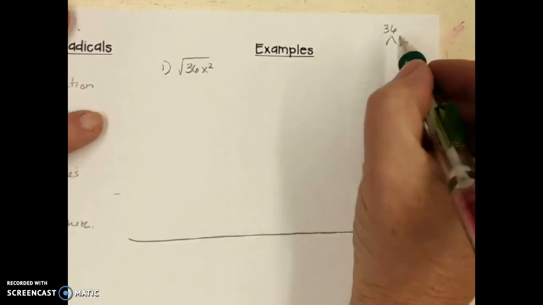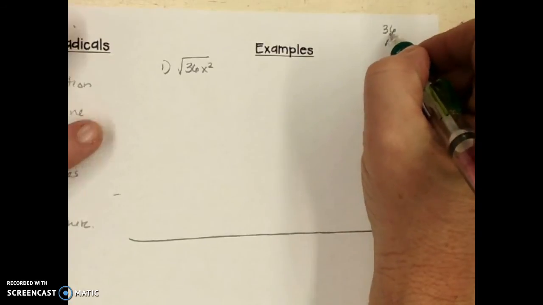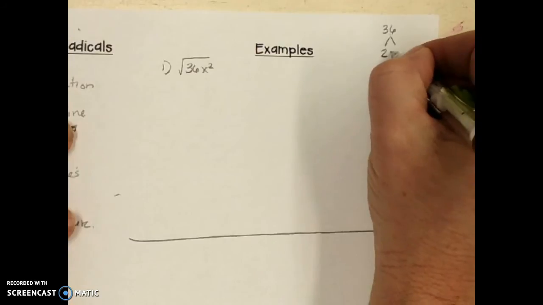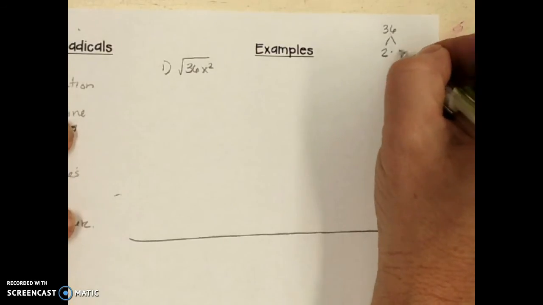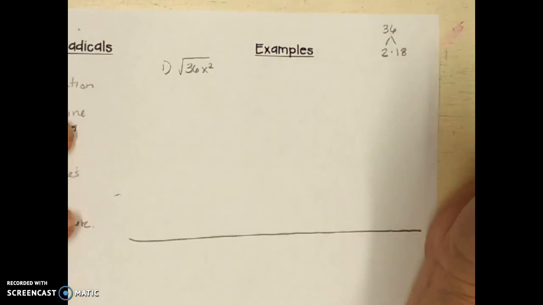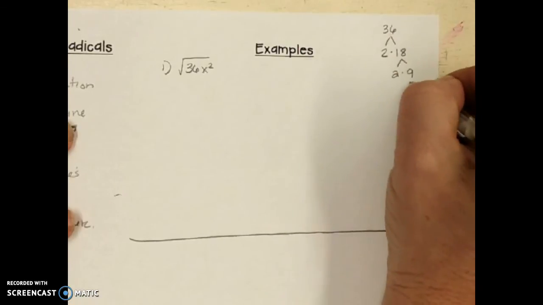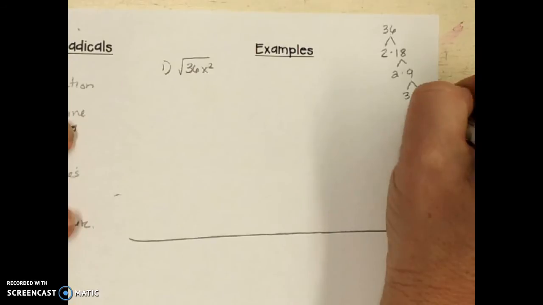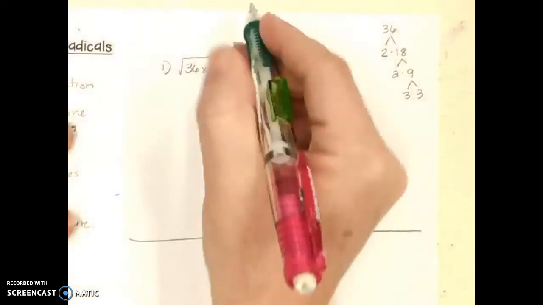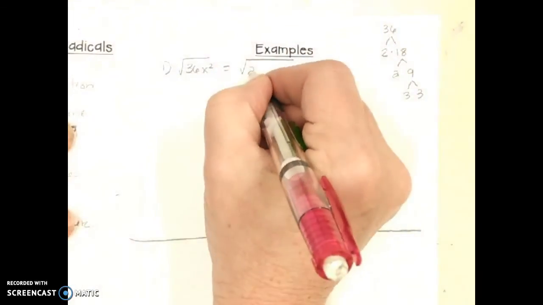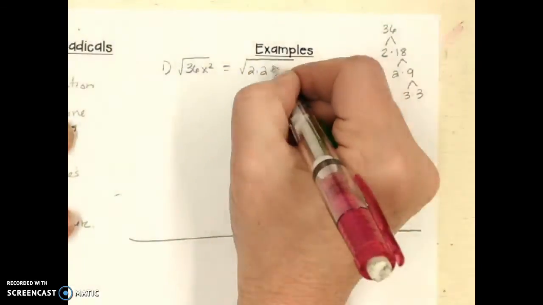And I'm going to break that down into prime numbers. And I always start with 2 because that's my smallest number. So 36 is 2 times 18. And 18 is 2 times 9. And 9 is 3 times 3. So I'm going to break this square root of 36x squared down to 2 times 2 times 3 times 3.